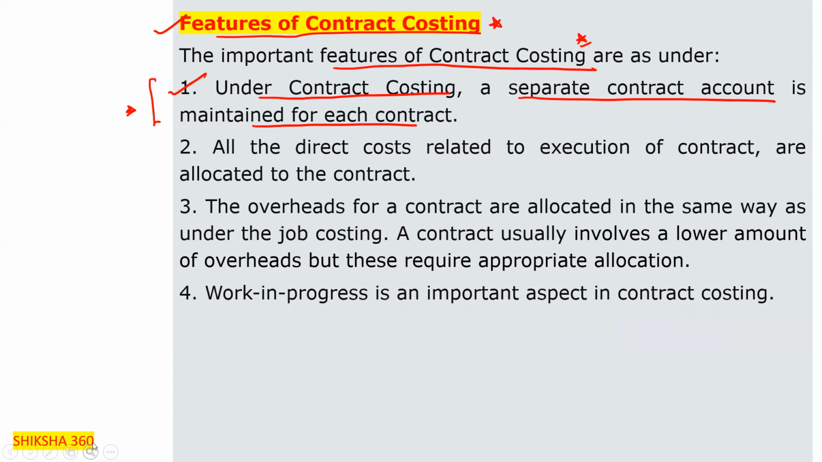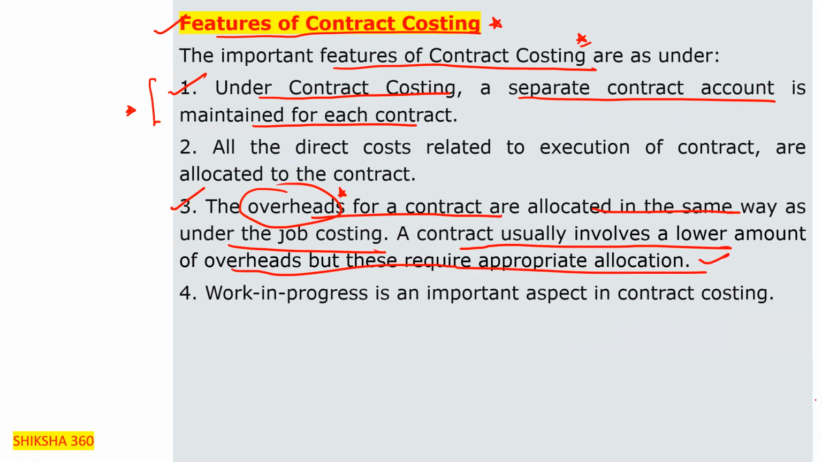Third one, the overheads for a contract are allocated in the same way as under job costing. That is the extra expenses. A contract usually involves a lower amount of overheads, but these require appropriate allocation.